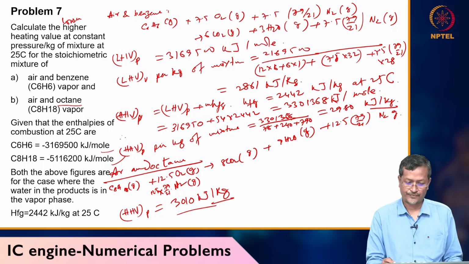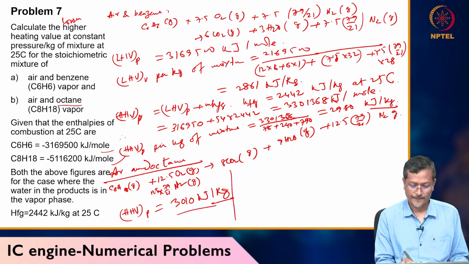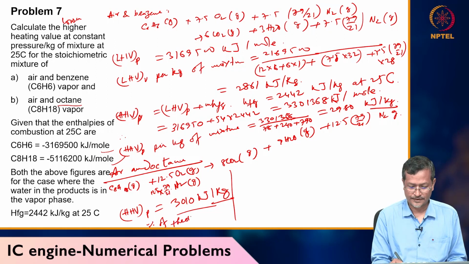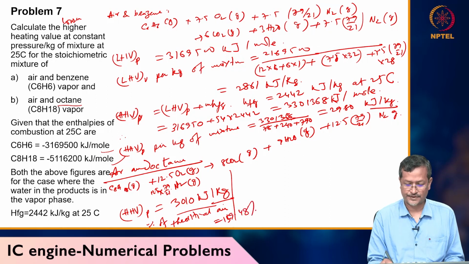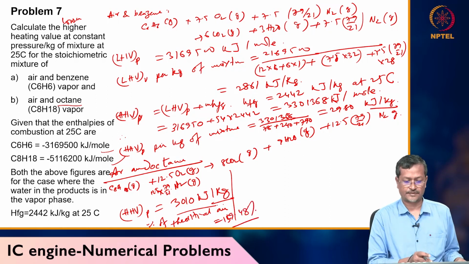Now the percentage of theoretical air used becomes 159.48%. Just calculate the octane part yourself. The benzene part I have done.